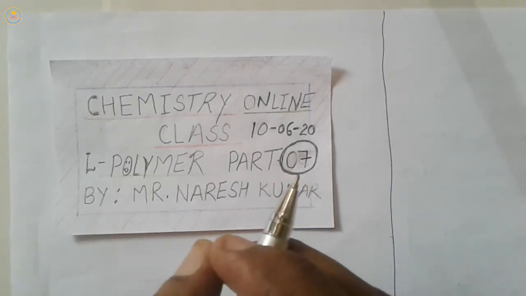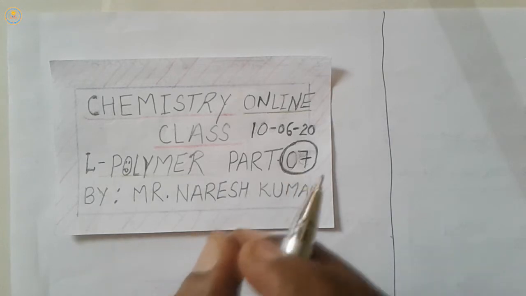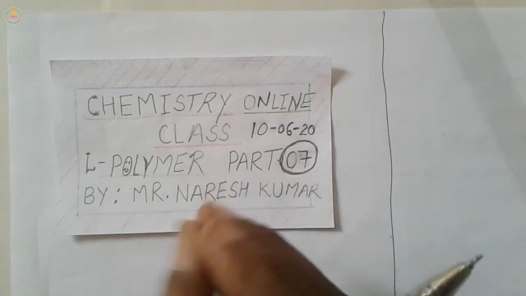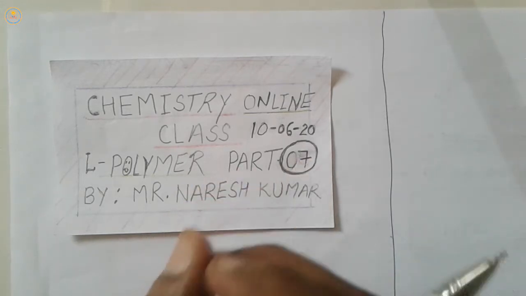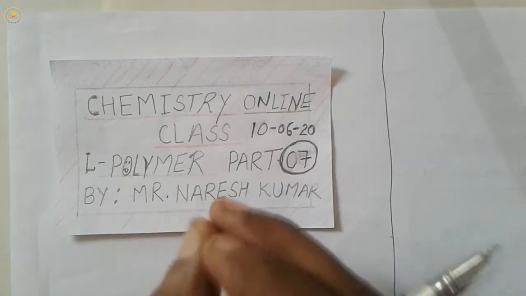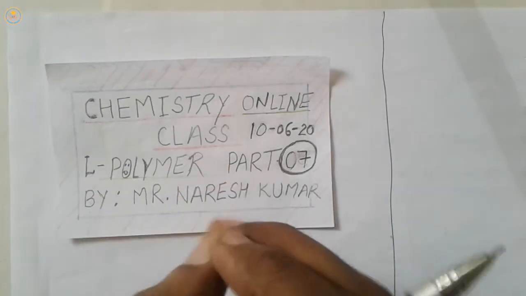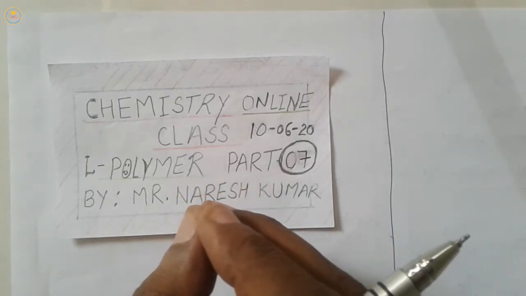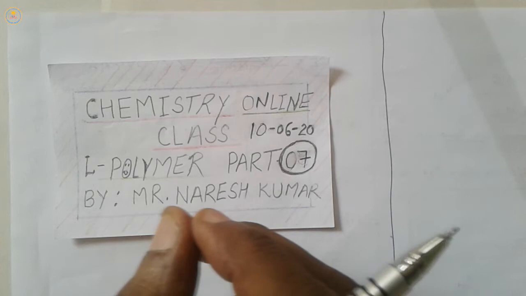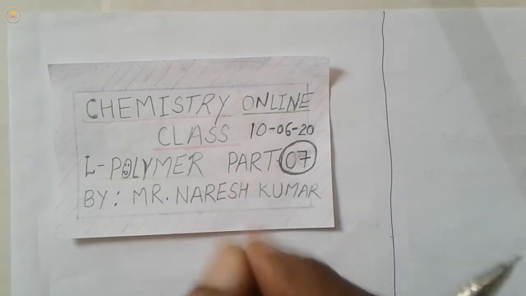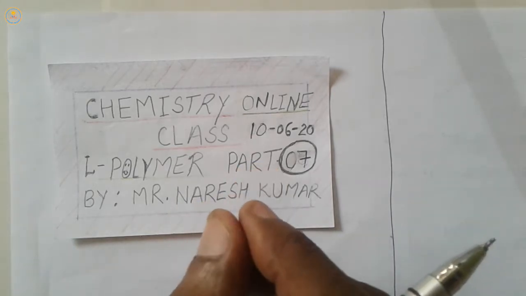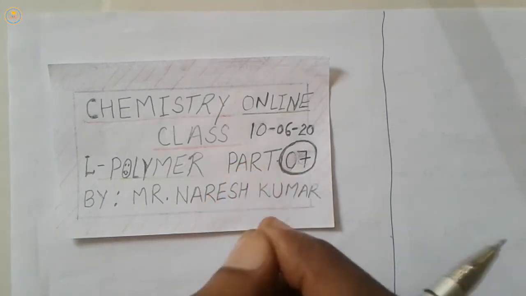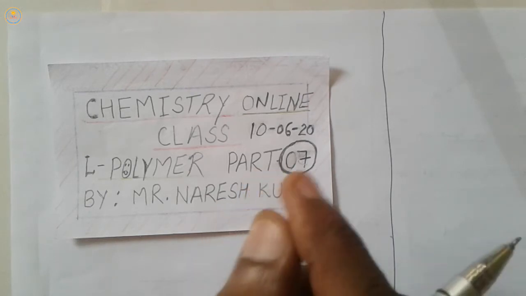In the second step, the carbocation formed in the first step adds to another monomer unit and forms a new carbocation chain. And in the third step, the polymer molecule is formed by loss of a proton in the presence of a nucleophile. For example, polyisobutylene is formed by cationic polymerization of isobutylene.